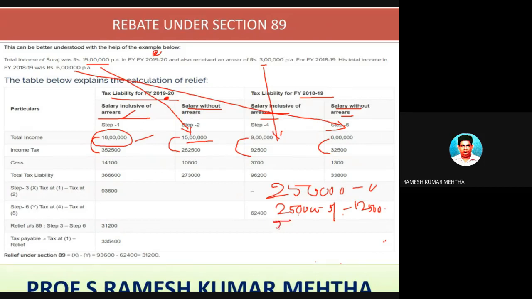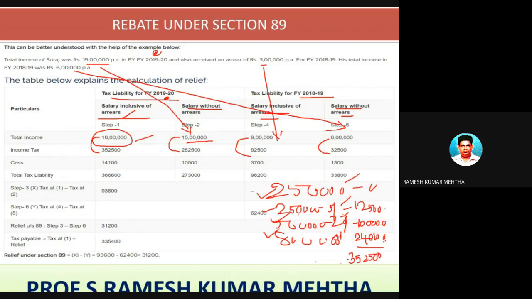Next, 5 lakhs to 10 lakhs, you have to pay 20 percent, which is 1 lakh. Now, over and above this, up to 18 lakh rupees, this is 8 lakhs. You have to pay 30%, which is 2,40,000. So 0 first, second 5, third 20, and fourth is 30. So the total now becomes 3,52,500.